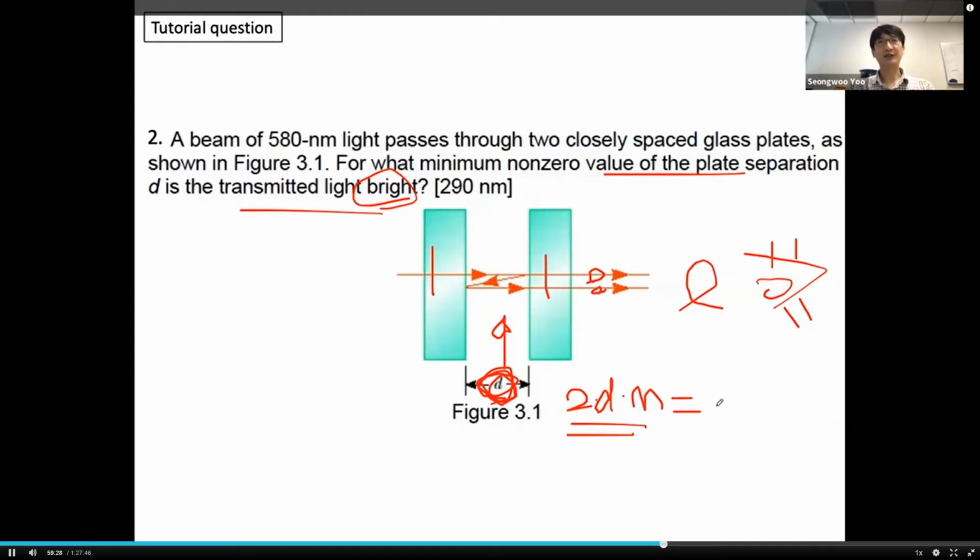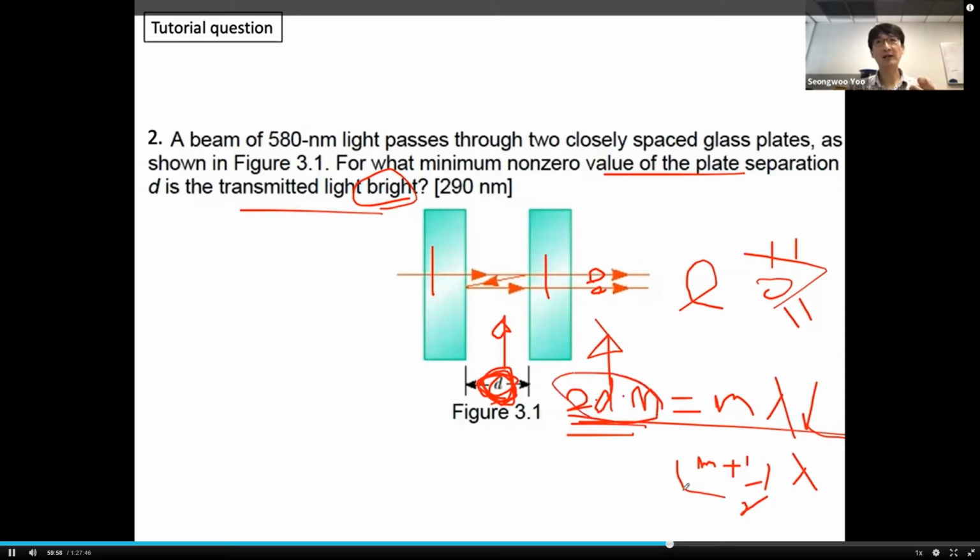write two equations here. Let's say m lambda and then m plus half lambda. All right. And we know that when you solve this question, you will have this gap, which is some number, and it satisfies this equation, let's say, for the bright fringe. Now you are going to increase this d, then what would happen? Your equation will eventually satisfy the dark fringe condition.